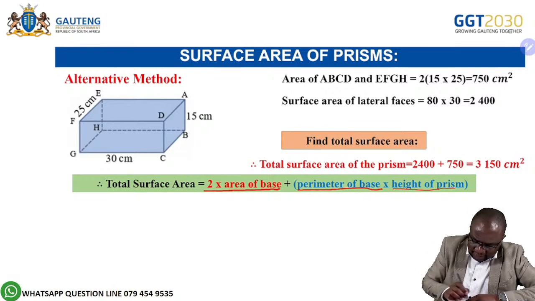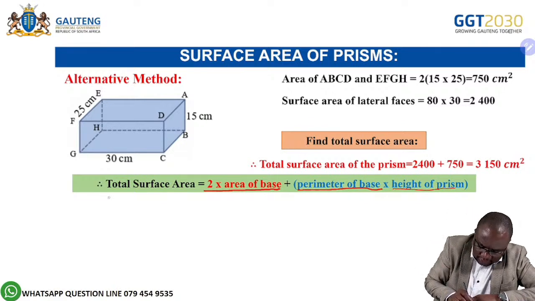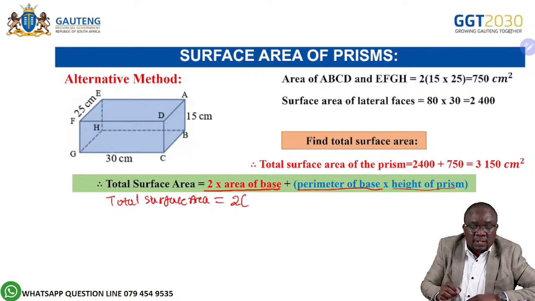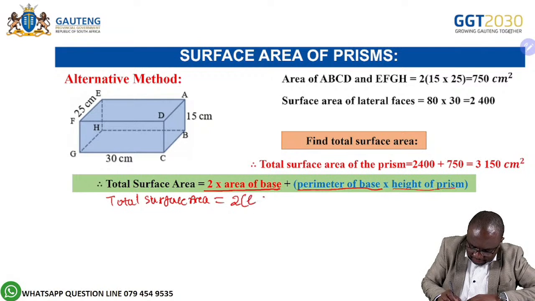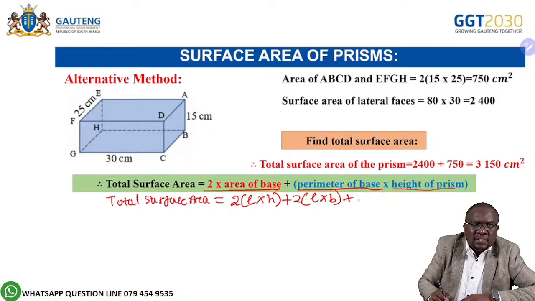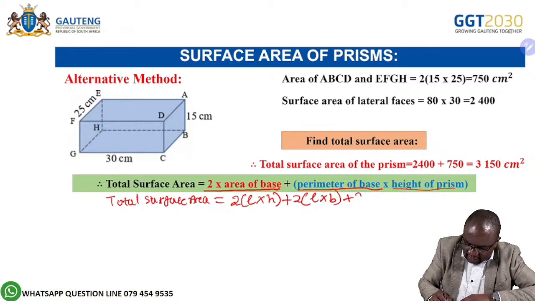Let me write the other one for you so that you can write the two formulae. Total surface area, we said, is going to be 2 times, and then the front one is going to be length times height, then plus the top and the bottom is going to be 2 times length times breadth, plus 2 times breadth times height.